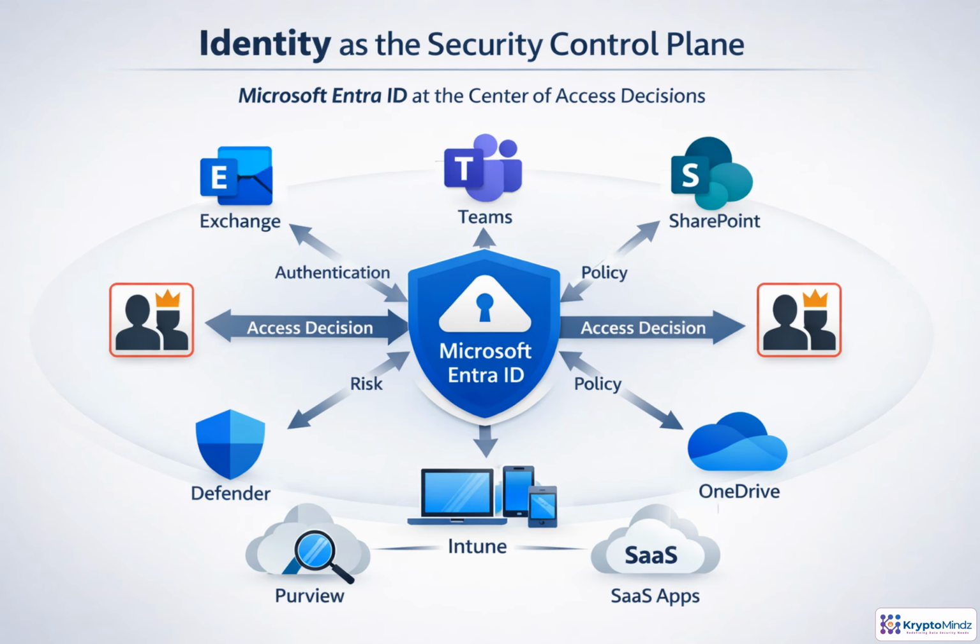In Microsoft 365, most security decisions begin with identity. Before a user reaches email, files, Teams, devices, admin portals, or SaaS apps, Microsoft Entra ID evaluates who they are, how they authenticated, what risk signals exist, and which policies apply. That makes identity the control plane for the environment. Strong MFA, conditional access, privileged identity management, identity protection, guest governance, and app consent controls all reduce the chance that one stolen credential becomes broad access. If identity is weak, even strong endpoint and data controls can be bypassed.